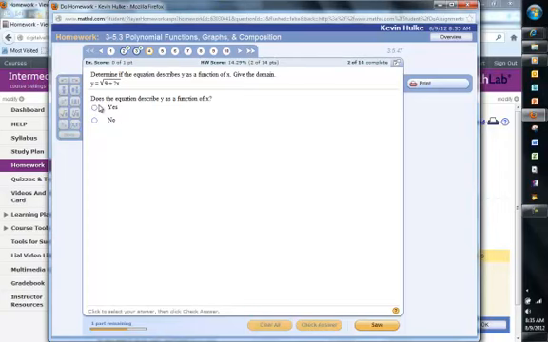Okay, is this a function? Yes, because for each question there's only one answer. And let's see, the domain has to be positive. Now, what does that mean? Well, I'm going to draw it here for you.